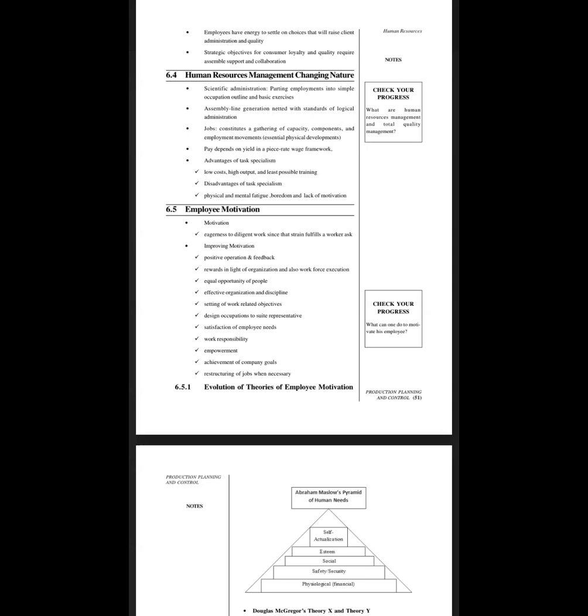Then this is the tool of very good responsibility of employee motivation. Empowerment, employee work responsibility, the satisfaction of employee needs. You should also see the workers' needs, what tools and equipment they require, what things they require. You also have to handle those things. Then provide operation and feedback, rewards, the workforce execution, achievement of company goals, restructuring of jobs when necessary. So all these are the things.